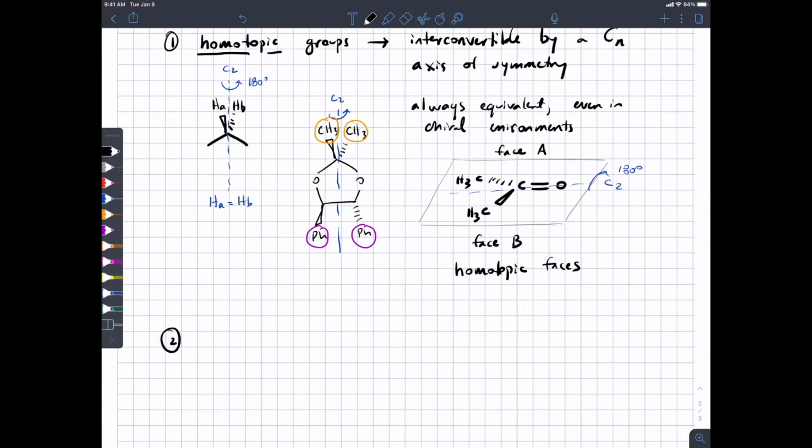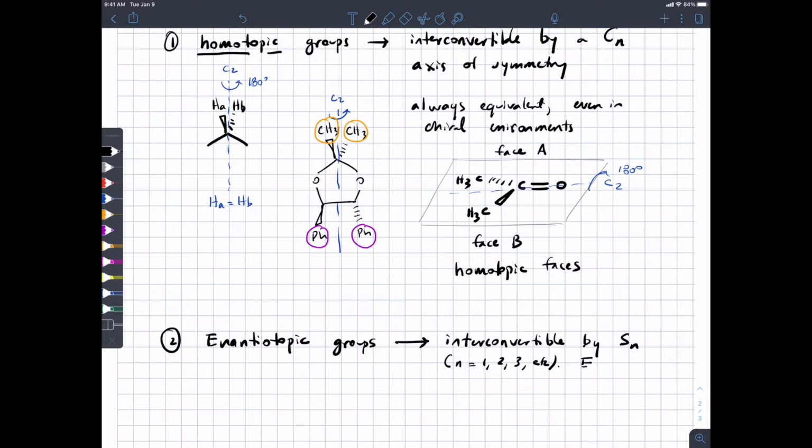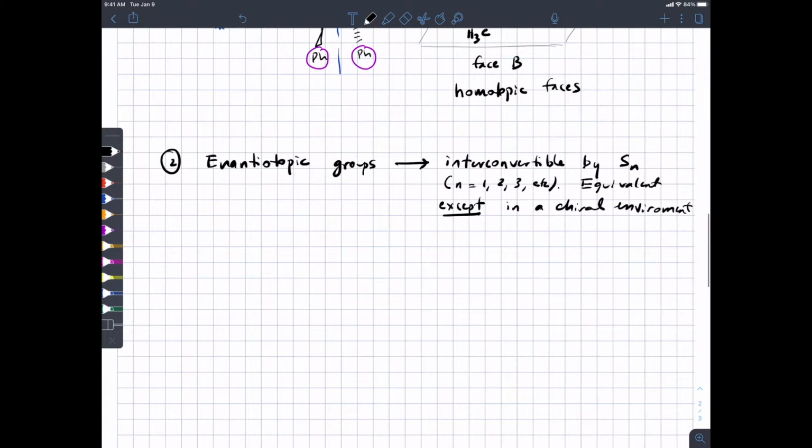Now, besides homotopic, you've got enantiotopic groups, and sometimes this is difficult to distinguish between homotopic groups and enantiotopic groups. Enantiotopic groups, unlike homotopic groups, are interconvertible by an improper axis of rotation, where n equals 1, 2, 3, and so on. They are equivalent mostly, unless you're in a chiral environment. I guess I should, instead of unless, the right word is except in a chiral environment. Okay, so what are some examples of enantiotopic protons?